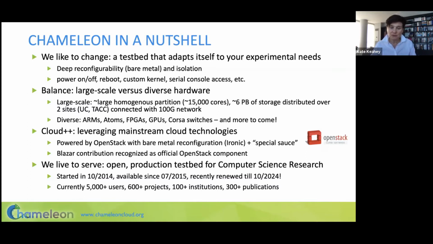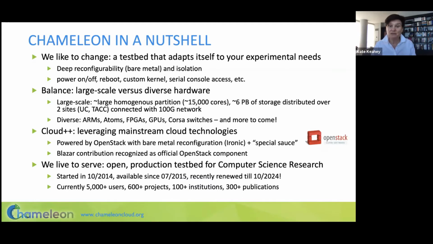Right, so in particular, for example, we contributed a component that does advanced reservations called Blazar, and in 2017, it's been recognized as an official OpenStack component, right? So an outsized contribution for a very small but punchy academic team, right? So I'll talk about OpenStack some more.